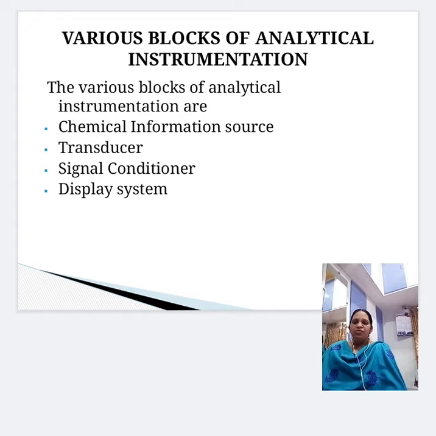So the first 2 modules, that is chemical information source and the transducer, constitute the characteristic module, whereas the last 2, the signal conditioner and the display system, constitute the processing module.